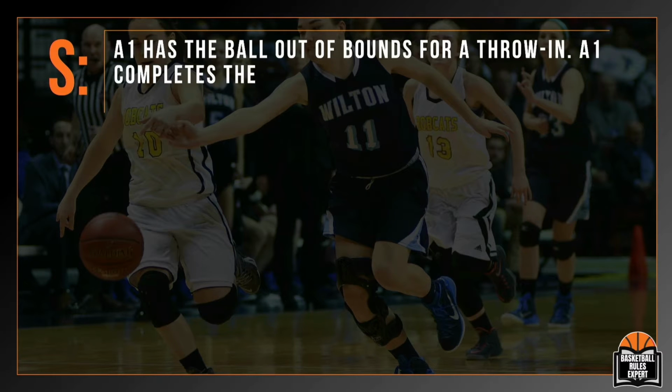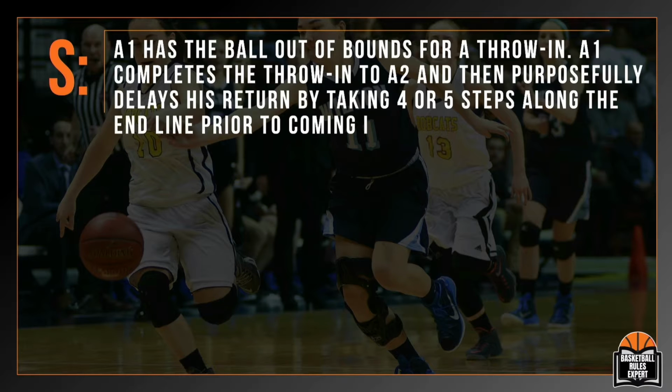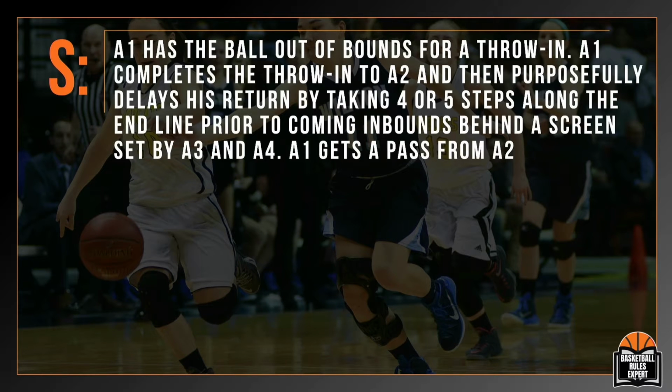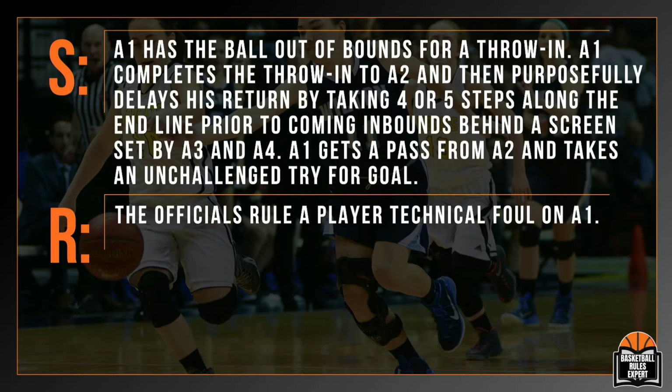A1 has the ball out of bounds for a throw-in. A1 completes the throw-in to A2 and then purposefully delays his return by taking 4 or 5 steps along the end line prior to coming inbounds behind a screen set by A3 and A4. A1 gets a pass from A2 and takes an unchallenged try for goal. The officials rule a player technical foul on A1.